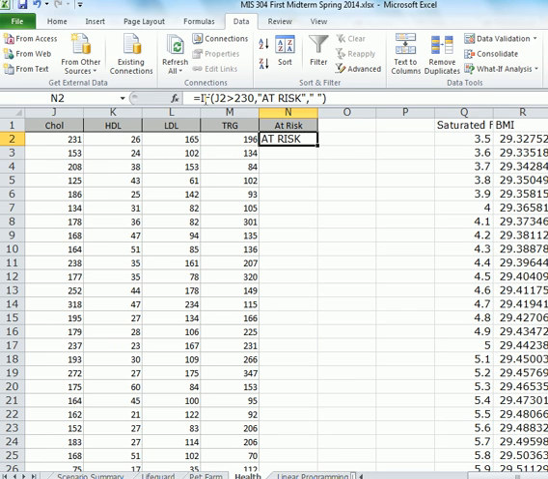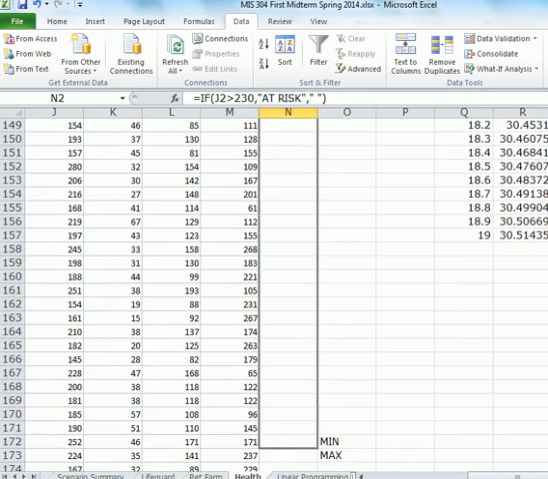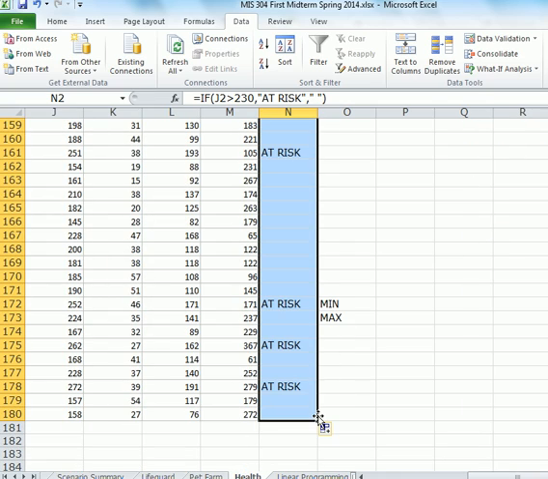So again, if, and I highlight the first value of cholesterol greater than 230, that's my test. Check if cholesterol is above 230. Put the word at risk. Otherwise, don't put anything. And again, I copy it. So only the ones that have above 230, 252, 262, 272 have the word at risk. Otherwise, you don't have it.